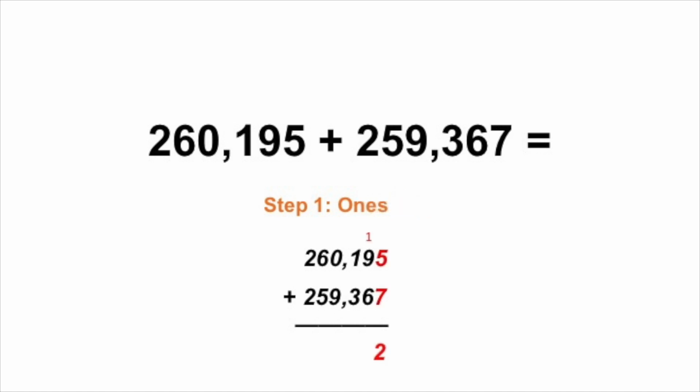So 5 plus 7 equals 12. So we write 2, carry the 1. Always regroup when we have 10 or more. So 1 plus 9. So we write 6, carry the 1. 1 plus 1 plus 3 equals 5. So we write 5. This time, nothing to carry over.